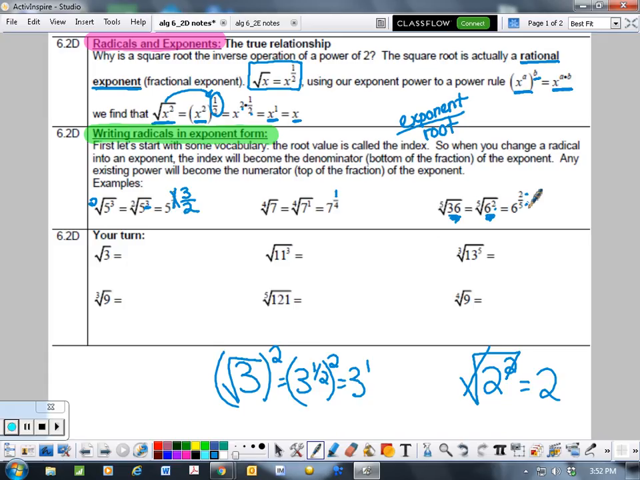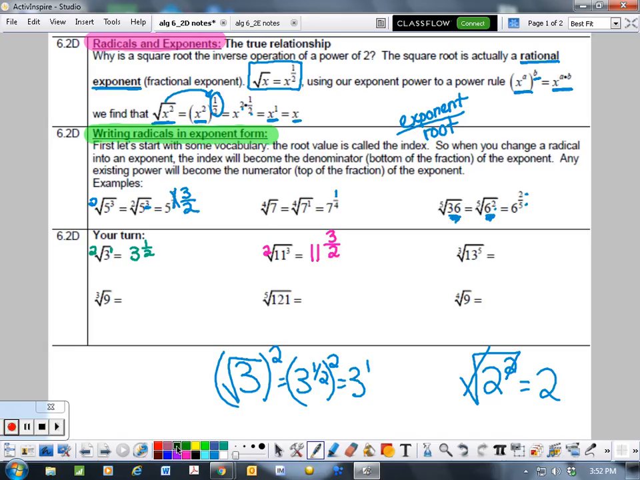So let's go ahead and try a couple together. So the square root of 3. 3 is really to the 1st power, and this is a square, so this will be 3 to the 1/2 power. And then on our next one, we have the square root of 11 to the 3rd power. Again, this is a square root, so this will be 11 to the 3/2 power.